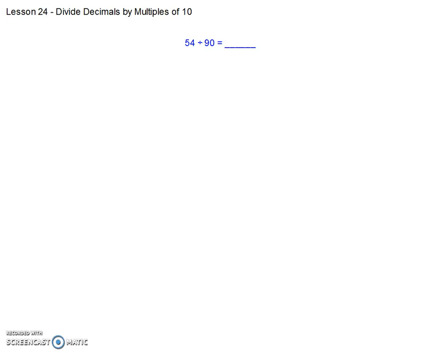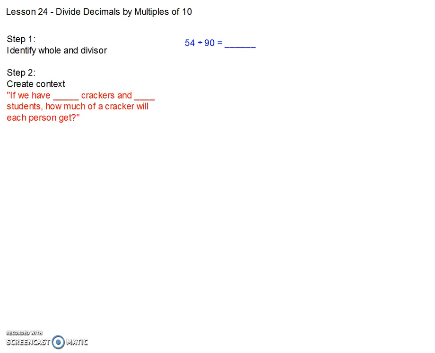In Lesson 24, we're going to start learning how to divide decimals by multiples of 10. The equation we're going to work with today is 54 divided by 90. Step 1 and Step 2 remain the same as if we were just dividing regular multi-digit decimals. So Step 1, we want to identify our whole and our divisor. Our whole is 54 and our divisor is 90.